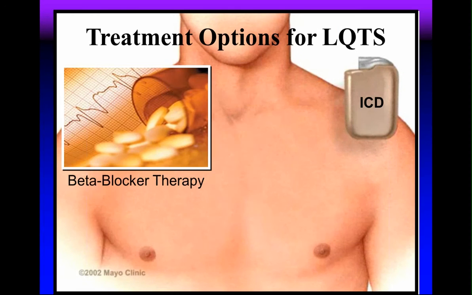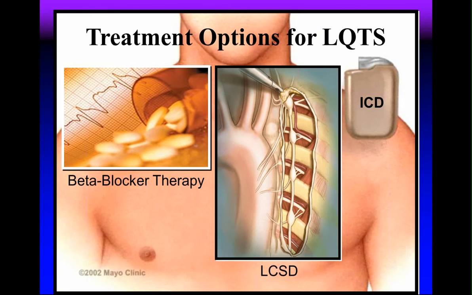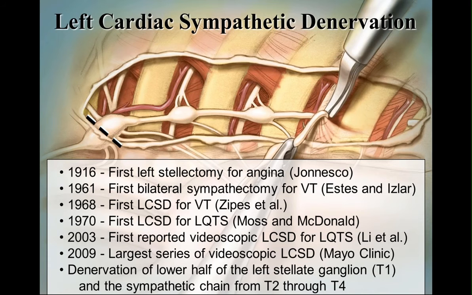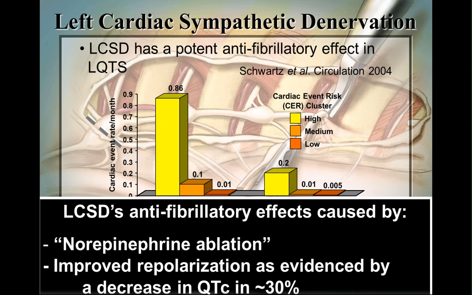Last, between drugs on the left and devices on the right, we have left cardiac sympathetic denervation surgery, and I want to try to put it in its appropriate place about its efficacy. This is not a new therapy. It is almost 100 years old, and it's over 45 years old for its first use in patients with long QT syndrome. There is no doubt about its antifibrillatory effect in long QT syndrome. I think, and we have evidence, that that antifibrillatory effect is greatest in LQT1, followed by LQT2, and perhaps less in LQT3. The effect is probably mediated by localized norepinephrine ablation.